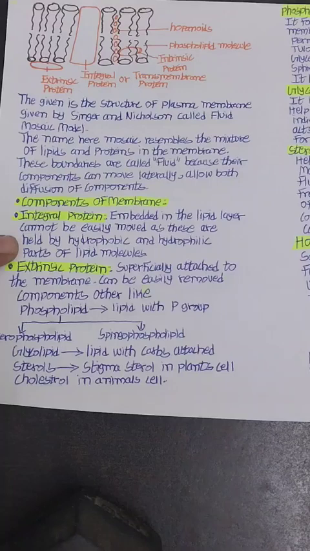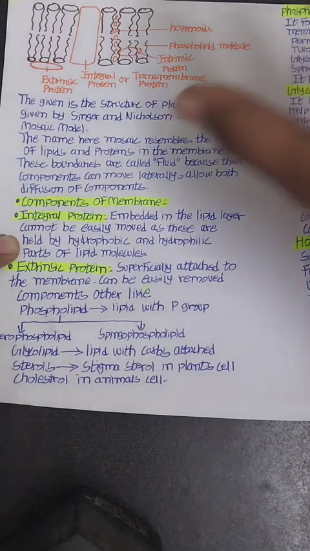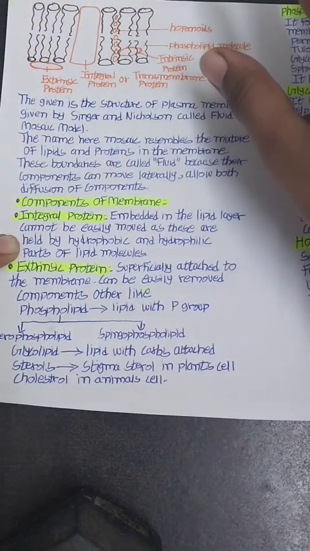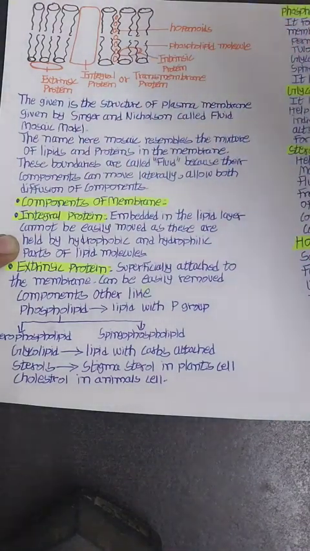By this beautiful concept of Singer and Nicolson, we come to know that the membrane components don't stay in their specific space, but they move on. The phospholipids and all of these move across the cell membrane, and the cell membrane is in a dynamic way, not in a static way.